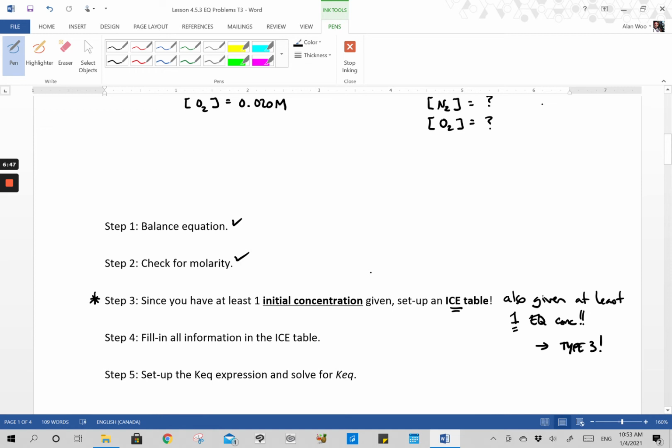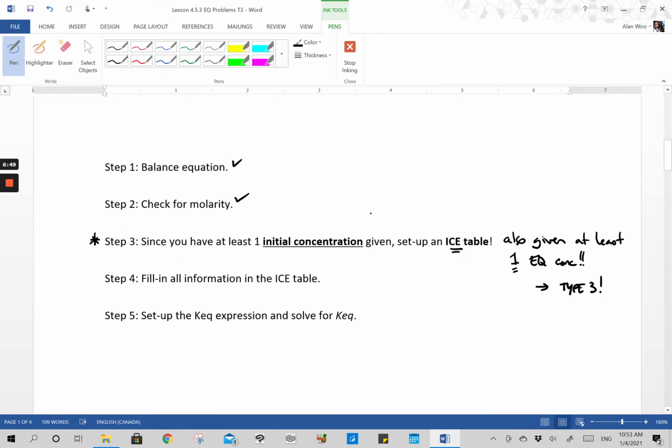Now, because we have an initial concentration given, we set up something called an ICE table. And once we fill in all the appropriate information of an ICE table, we then use that information to set up a KEQ expression and solve for KEQ. So let's do that.